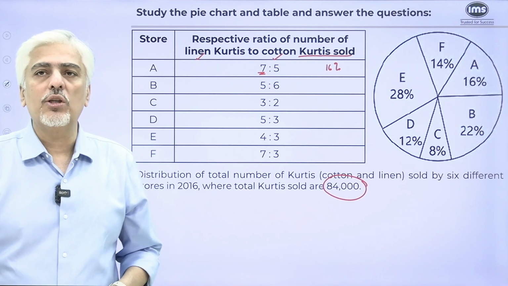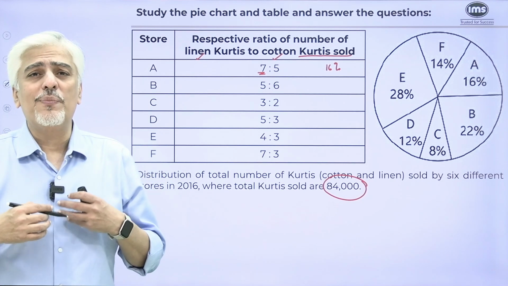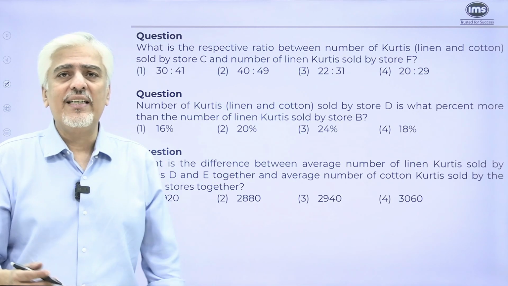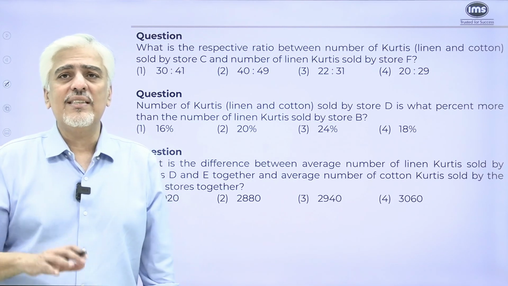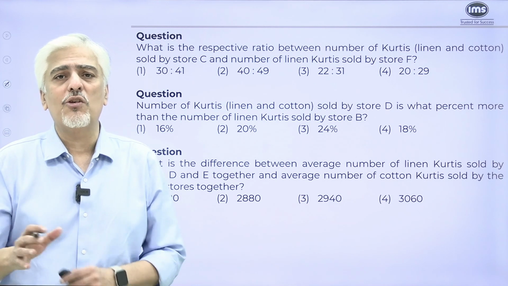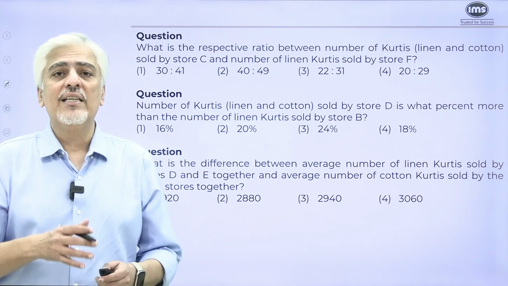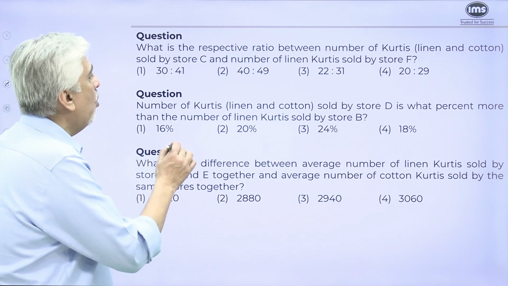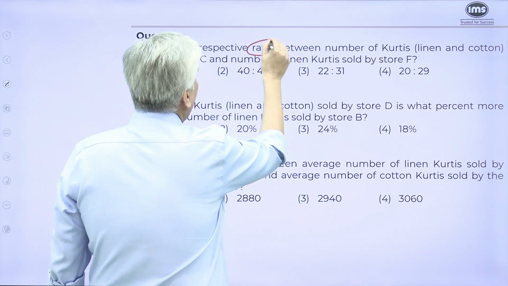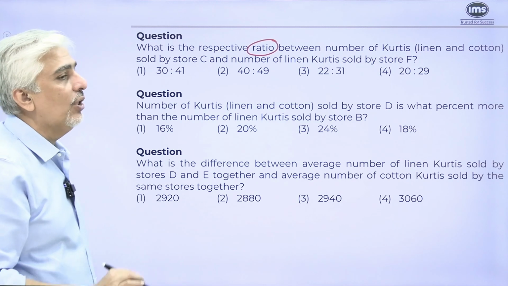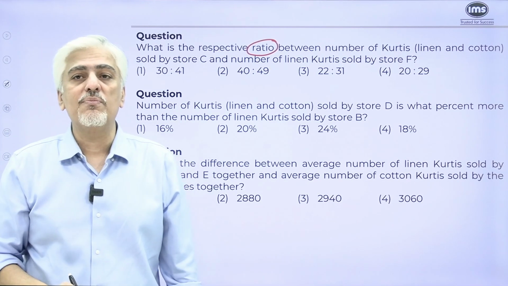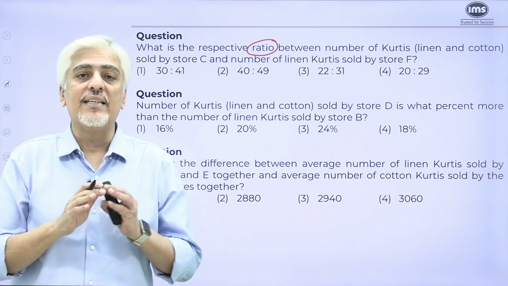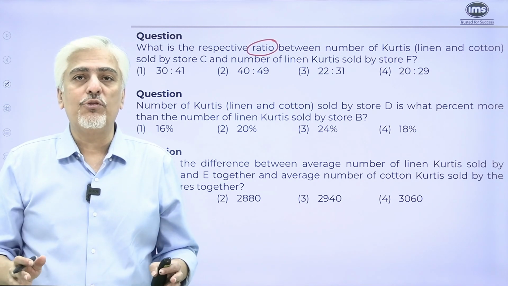We will decide what to solve. You should not blindly start solving. You should decide what to solve only after you read the questions. What is the first question? What is the respective ratio between the number of kurtis, linen and cotton, sold by store C and the number of kurtis sold by F? The final answer required is a ratio. There is no real value required, which means 84,000 becomes useless. I can do this question with 100 in mind, no need to do it with 84,000.